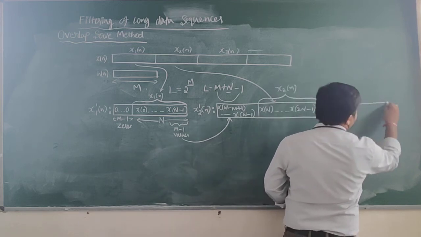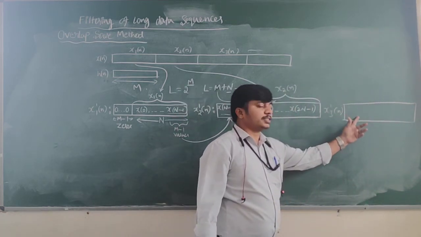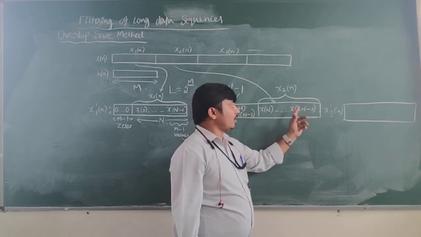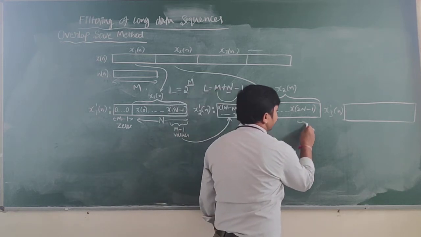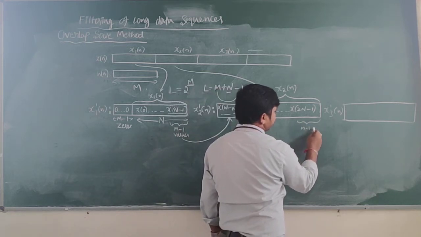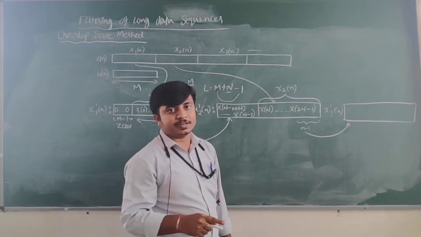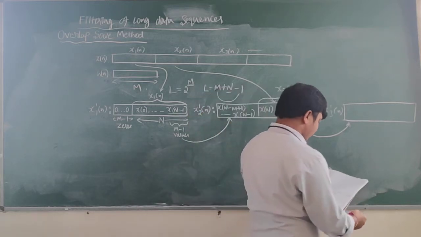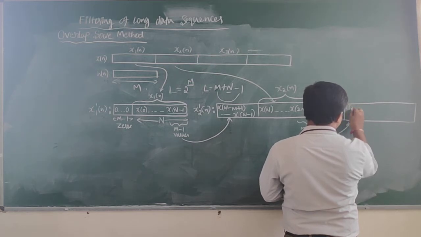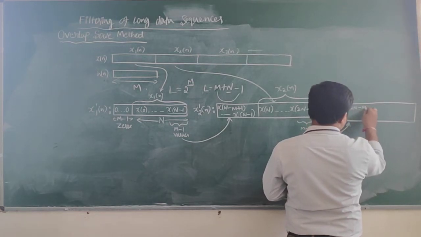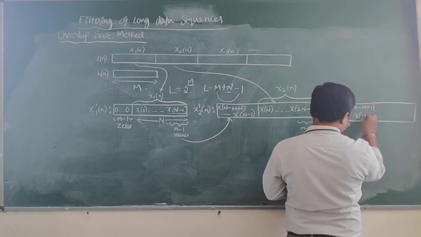x3 dash of n. So again, in this x3 dash of n, the first entries will be the last m minus 1 entries of this x2 dash of n. So the last m minus 1 entries of x2 dash of n will be the first m minus 1 entries of x3 dash of n. The last m minus 1 entries of x2 dash of n are given by x of 2n minus m plus 1, so on up to x of 2n minus 1.